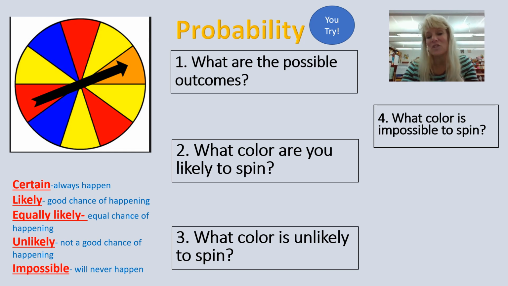All right, time for you to try something. You have a spinner, and you have all the words over on the other side. What are the possible outcomes? What color are you likely to spin? What color is unlikely to spin? And what color is impossible to spin? So pause the video for a little bit, try it out, and come on back and see me, and we'll see if you got it right.